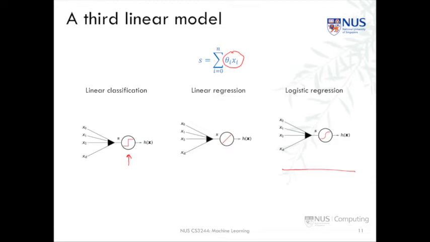Secondly, we can do linear regression, which takes the signal and uses it directly as is. Finally, we have logistic regression, which takes the signal and compands it between an upper bound of +1 and 0. This allows a probabilistic interpretation of the outcome.